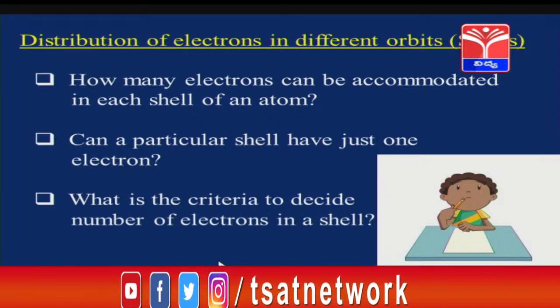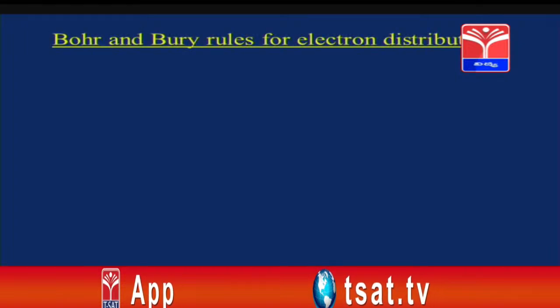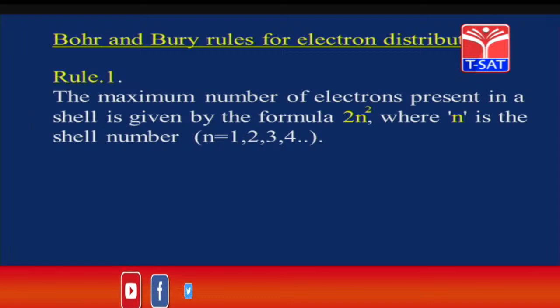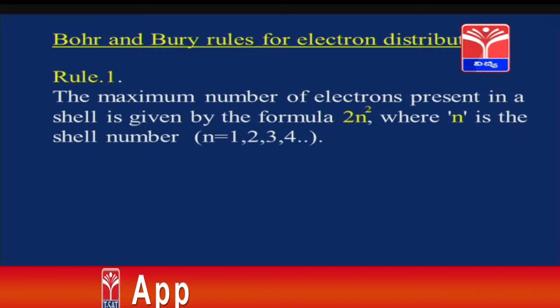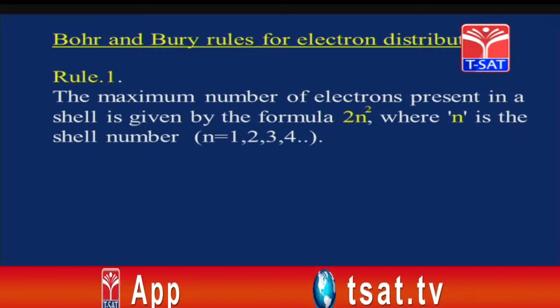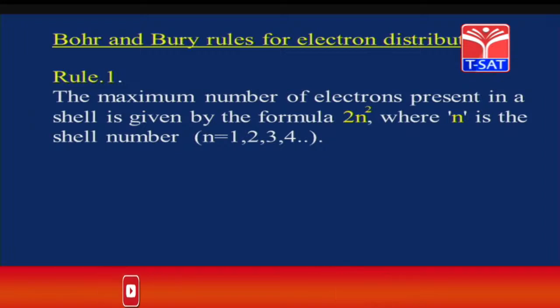To find out the answers to all these questions, we have to study the rules framed by Niels Bohr and Bury. Bohr and Bury rules for electron distribution. Rule number 1: the maximum number of electrons present in a shell is given by the formula 2n square, where n is the shell number. That number will be 1, 2, 3, 4 as moving from the nucleus to the outermost shell; the shell number increases.